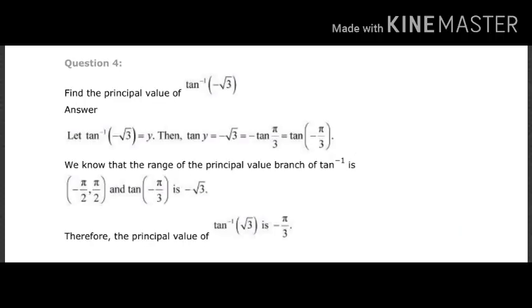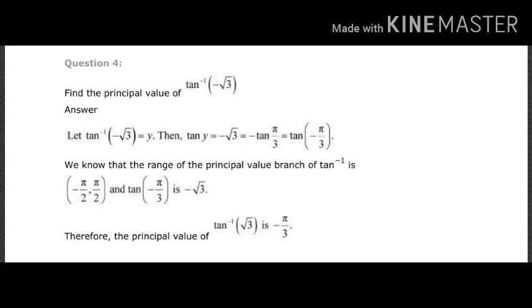Now question number 4. Find the principal value of tan inverse minus root 3. Let tan inverse minus root 3 equal to y. Then tan y will be equal to minus root 3, and root 3 is tan pi by 3, so we can replace the value. If we take this minus inside, we'll be getting tan minus pi by 3.